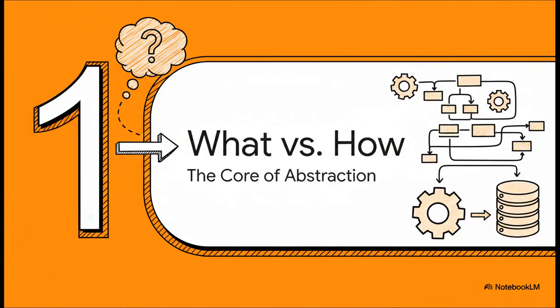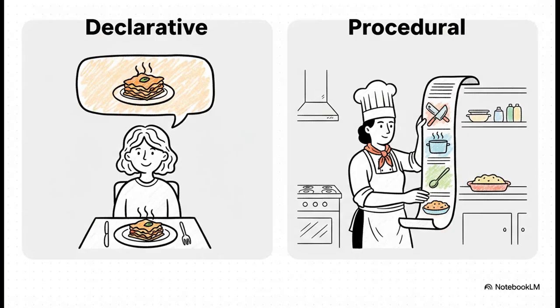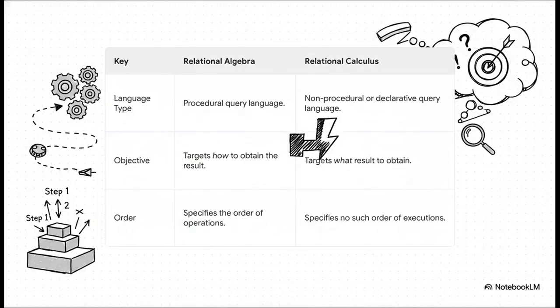Okay, so to really understand that process, we need to get one crucial idea down first: the huge difference between telling a system what you want versus telling it exactly how to go and get it. So SQL is what we call a declarative language. You just specify what data you need, not the steps on how to retrieve it. It's exactly like ordering food at a restaurant, right? You just say, I'd like the lasagna. You don't go into the kitchen and hand the chef a detailed step-by-step recipe. A procedural language, well, that is the recipe. And yeah, this slide just breaks that down perfectly.